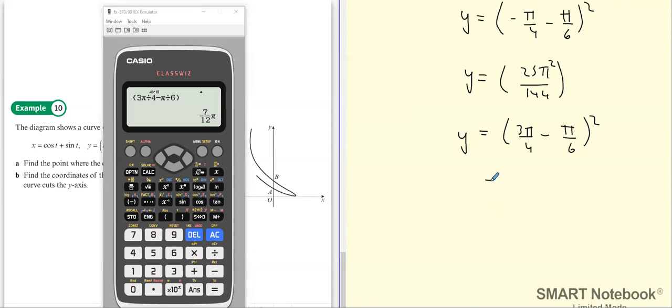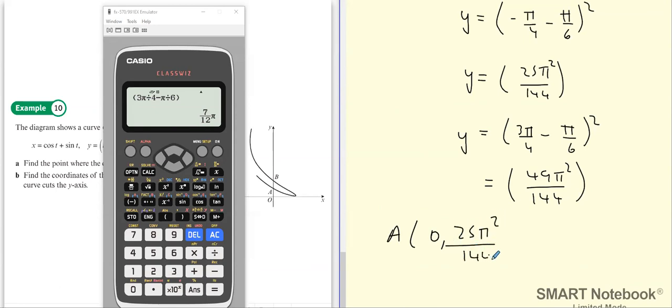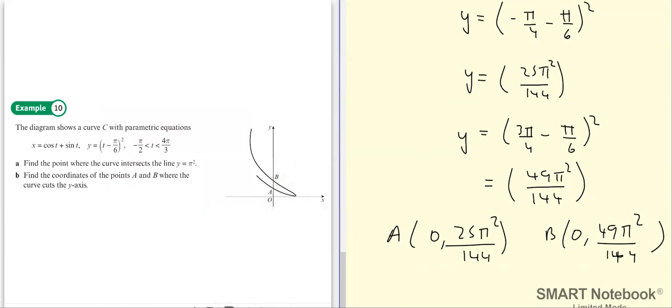Seven pi over 12. If I square that, we get 49 pi squared over 144. So the coordinates of A are 0, 25 pi squared over 144. Coordinates of B are 0 and 49 pi squared over 144. Are you happy with that? Does that make sense? Please let me know in the chat.